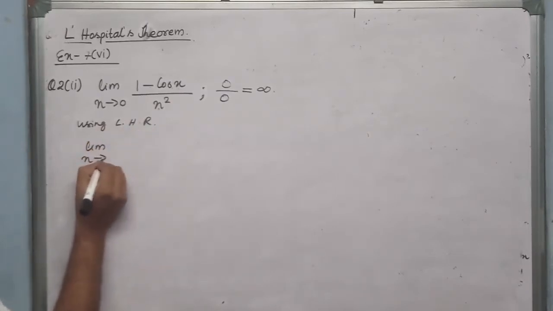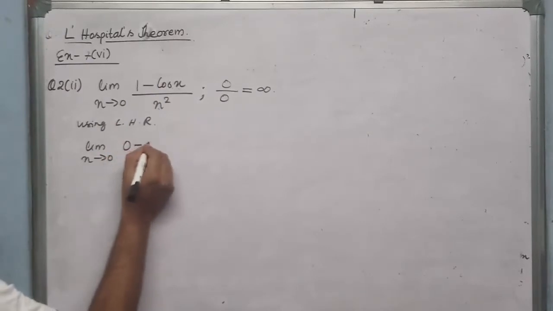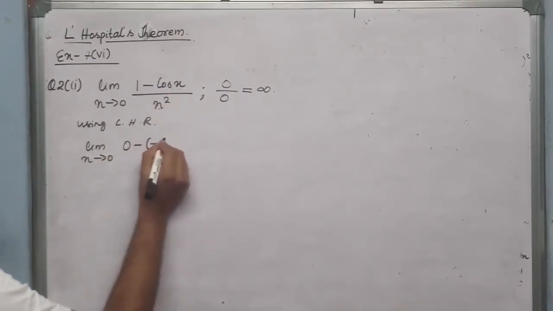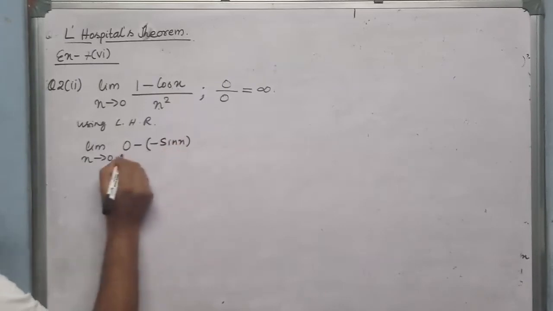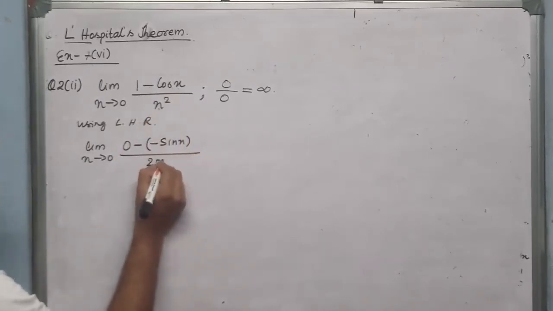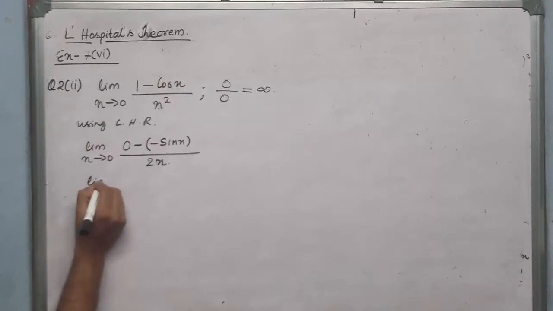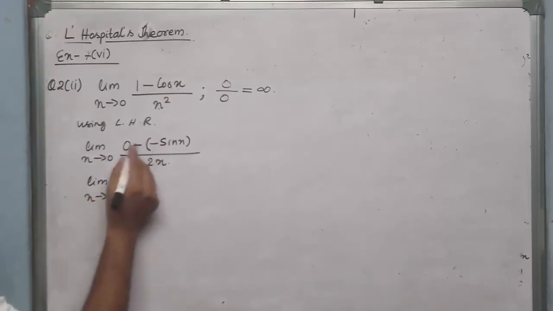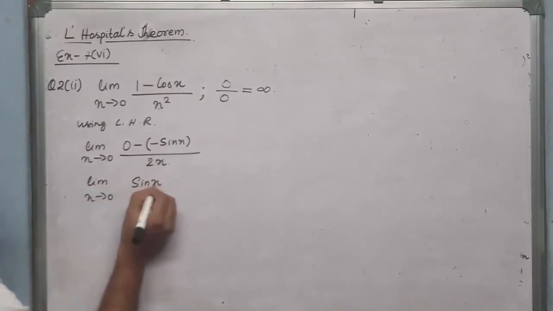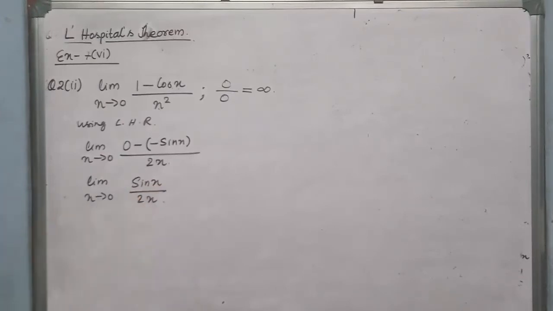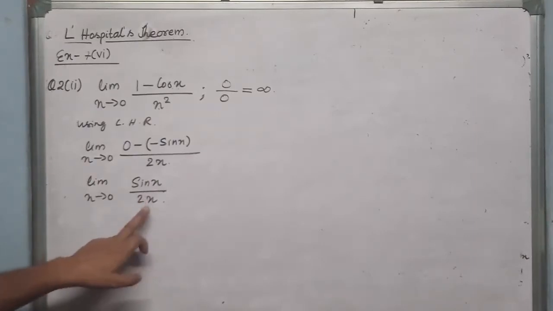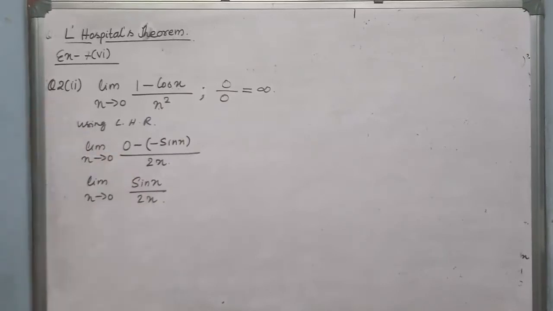Limit x tends to 0, derivative of 1 is 0, minus derivative of cos x is minus sin x, over derivative of x square is 2x. Then this will be limit x tends to 0, minus into minus plus sin x over 2x. And now one more important concept that you have to keep in mind. Suppose in the denominator some variables are left, then again you will get an undefined answer.